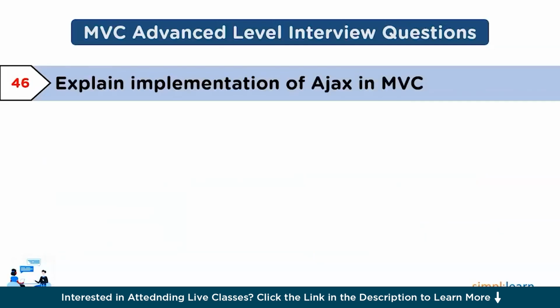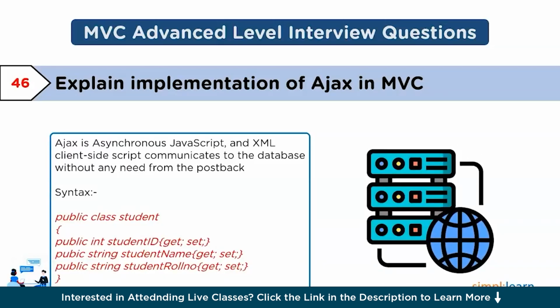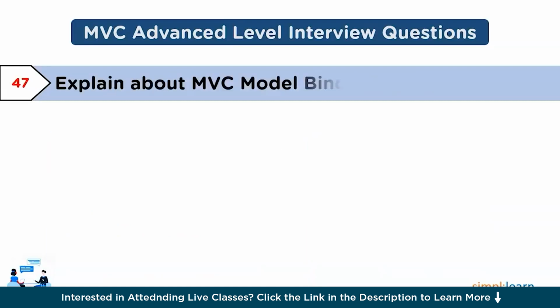Explain the implementation of AJAX in MVC. AJAX is Asynchronous JavaScript and XML, a client-side script that communicates to the database without any need for a postback. It also speeds up the response time in the application. Below is the syntax of AJAX in MVC.